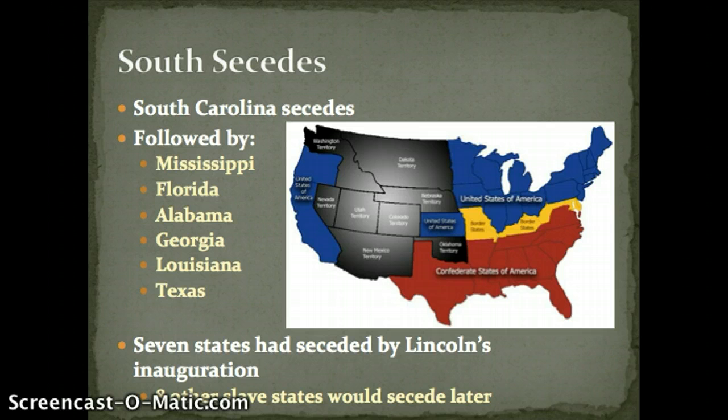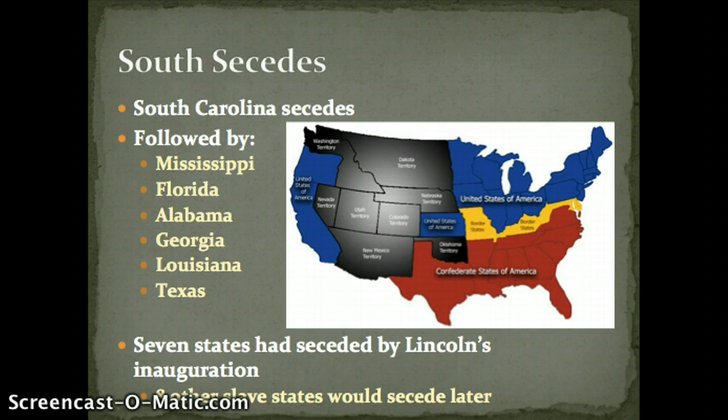The Civil War really begins with the first states to secede from the Union. South Carolina is the first. They secede from the United States shortly after the election of 1860. Secede meaning that they leave the United States and declare themselves separate from the U.S. They're followed shortly thereafter by several states from the South. And by the time Lincoln is inaugurated as president, a few months after the election, 7 states have already seceded.